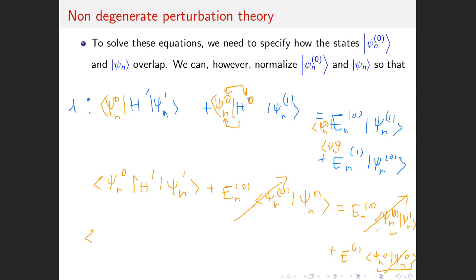So you are left with ⟨ψn0|H′|ψn0⟩. Why did I put 1 there? If you look at the equation in the previous slide, I'm 100% sure this is 0. So this gives you En1, and we're done.